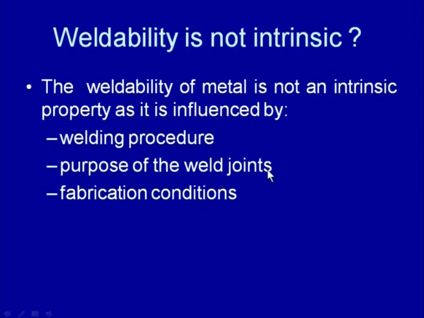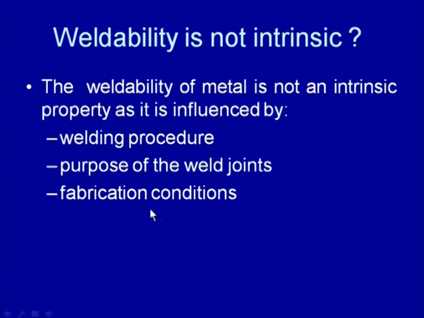And similarly, the purpose for which the weld joint is being developed matters. A weld joint of a particular metal may be very good under normal ambient conditions, but it may perform very badly under special conditions. For example, mild steel can be welded very easily for applications in ambient conditions, but when this joint is used under sub-zero conditions, below minus 20 degree centigrade or below, it performs very badly, especially its impact resistance is lost and it tends to fail in a very brittle manner.